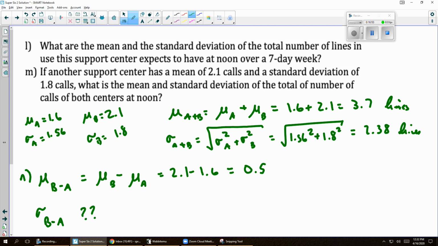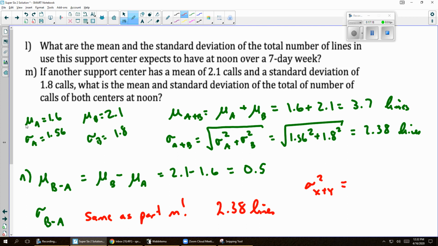All right, so how about this guy down here? What's going to happen here? Interestingly, this one is the same as part M. So it's 2.38 lines. And that's because, if you recall, we've said this, the variance of x plus y, if they're independent, is the variance of x plus the variance of y. But we also said this, the variance of x minus y is also the variance of x plus the variance of y. And that's a little bit of a confusing issue. These formulas are true if x and y are independent of each other.